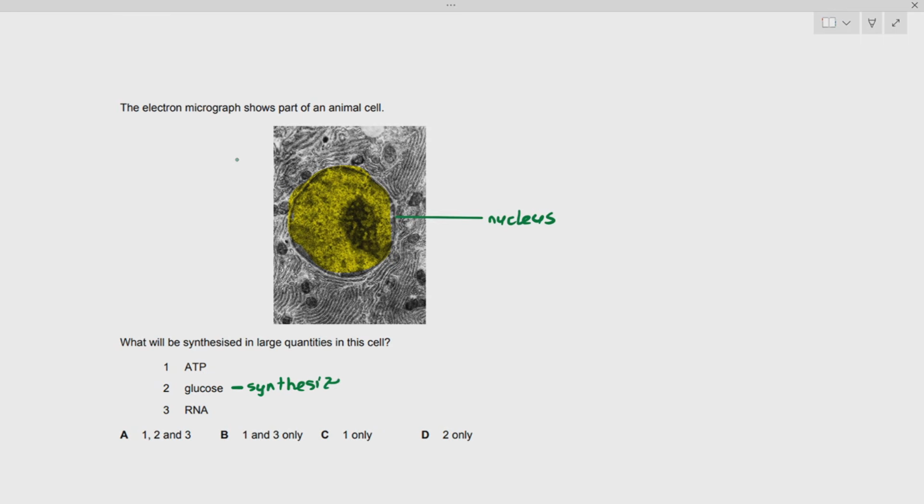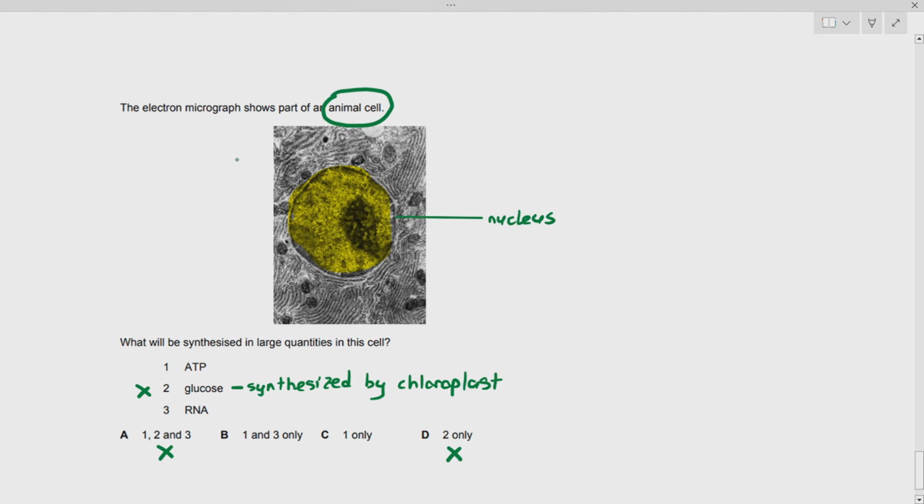Now, glucose is synthesized by chloroplasts. This is an animal cell, okay? We are technically animals, so we do not have chloroplasts. We cannot synthesize glucose through photosynthesis. We can make glucose in a different way.